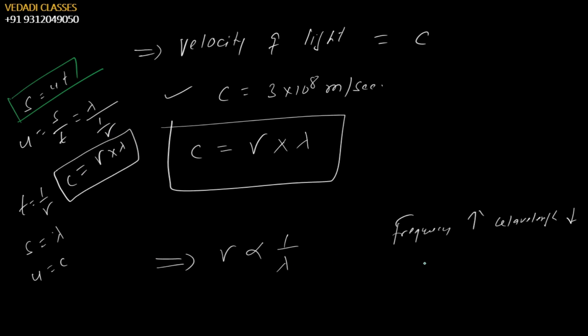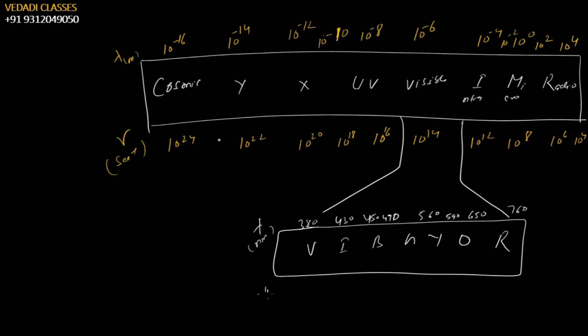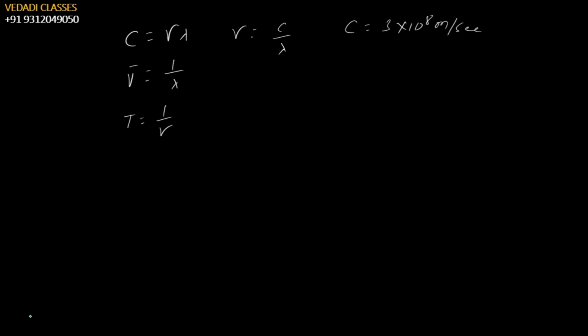We also discussed the relationship between frequency and wavelength. Frequency is inversely proportional to wavelength. So as the frequency increases, wavelength will decrease. These are the different waves, and as you know, the wavelength is increasing from cosmic to radio, so the frequency will decrease from cosmic to radio. And this is the Vibgyo. So wavelength is increasing from violet to red.